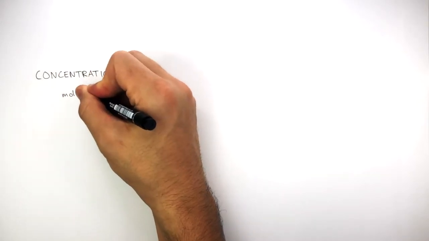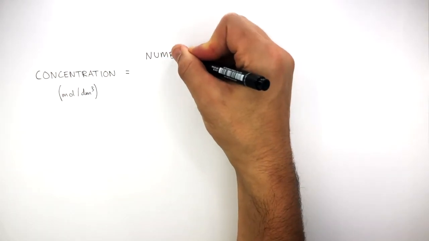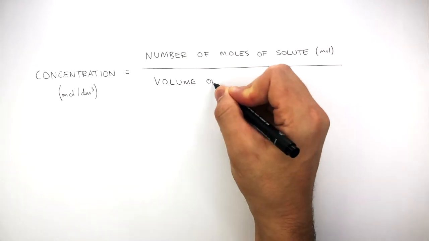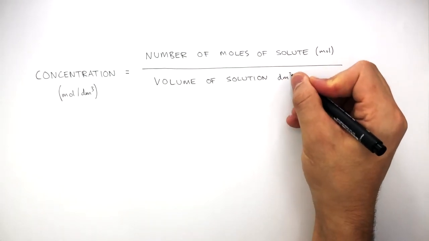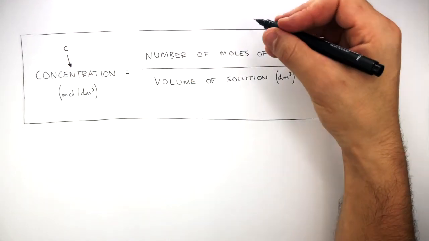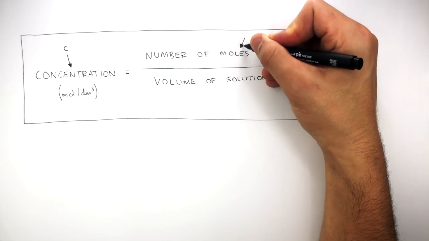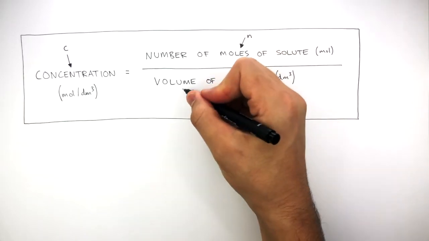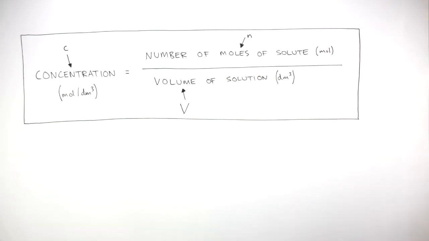Concentration in moles per decimeter cubed equals number of moles of solute, mole, divided by volume of solution, decimeters cubed. The symbol for concentration is a lowercase c. The symbol for number of moles or amount of moles of the solute is a lowercase n, and the symbol of volume is a capital V.